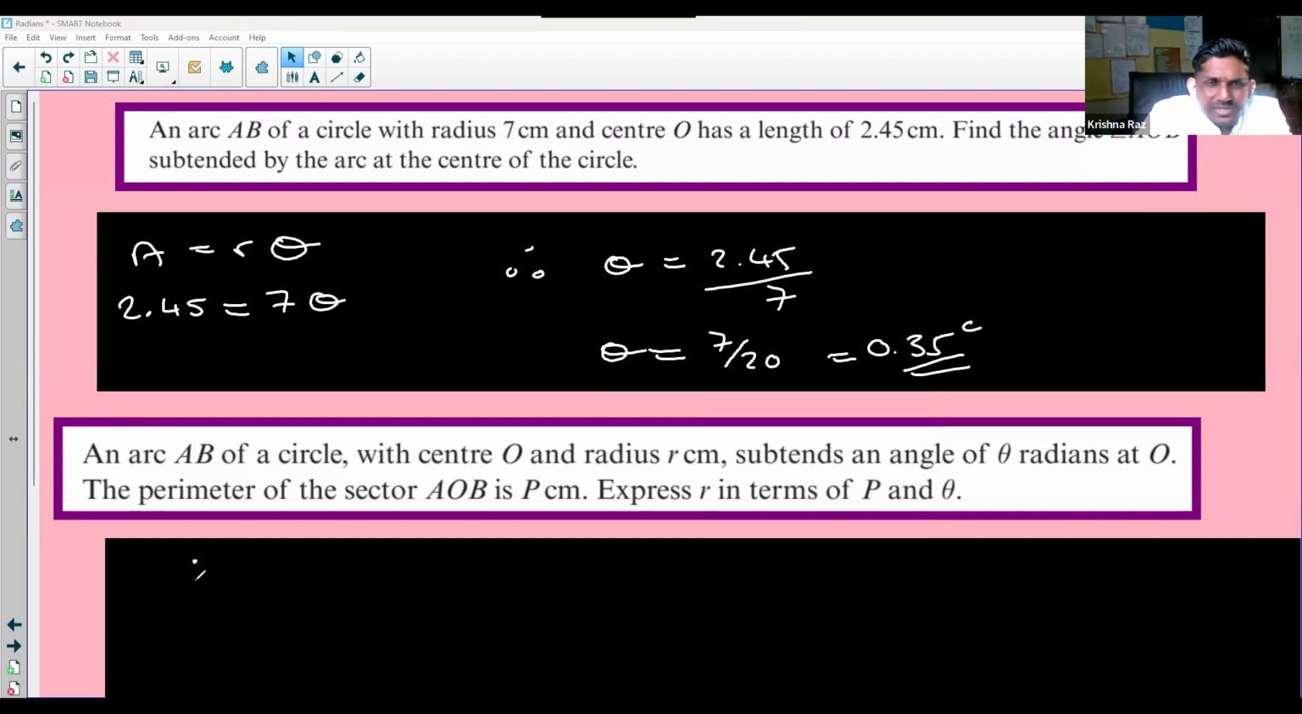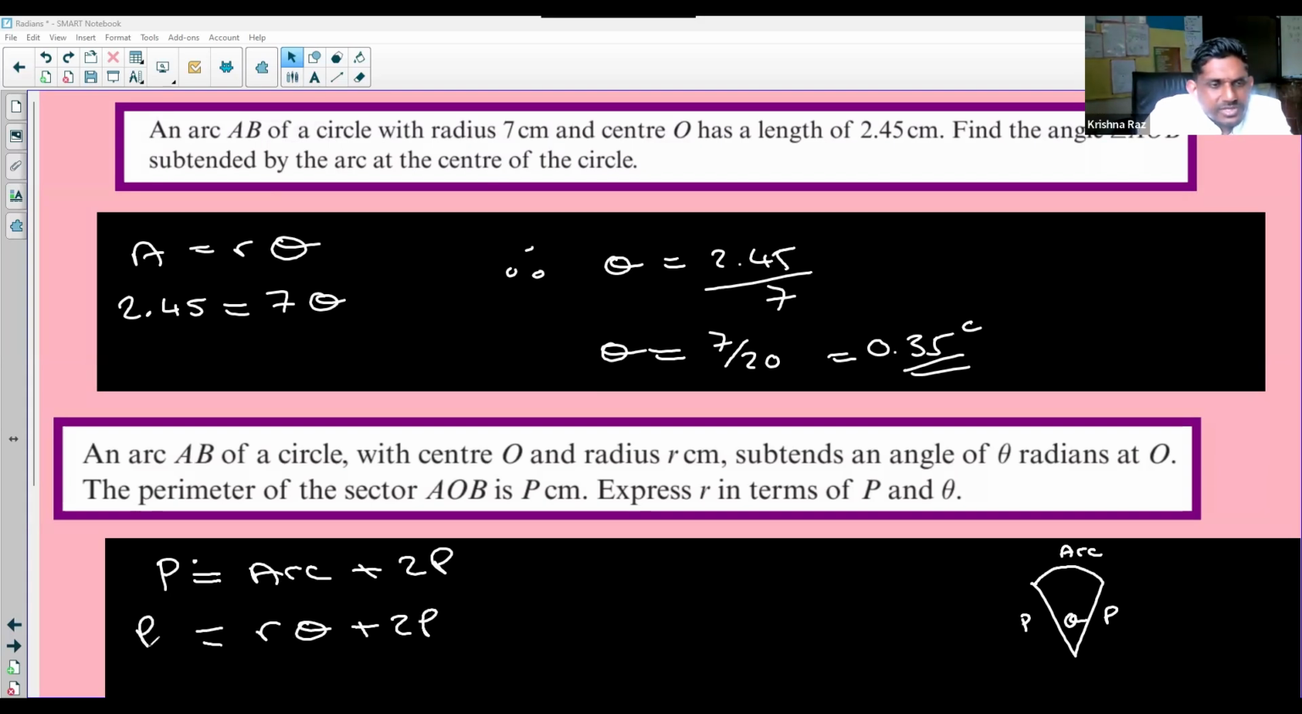This time we're told the perimeter is P. Express R in terms of P and theta. So an arc AB of a circle with centre O and radius R subtends an angle of theta radians. The perimeter is P. So the perimeter of a sector is going to be the arc plus 2p. And we know the arc is equal to r theta. And then we just add 2p to it. Done.